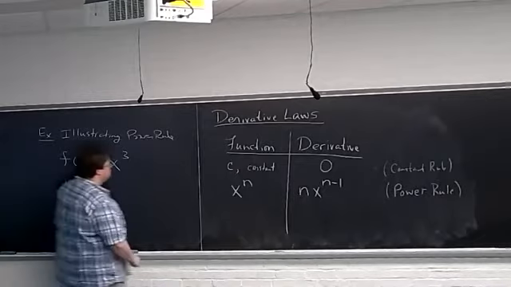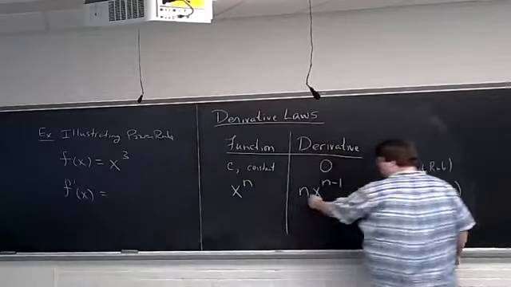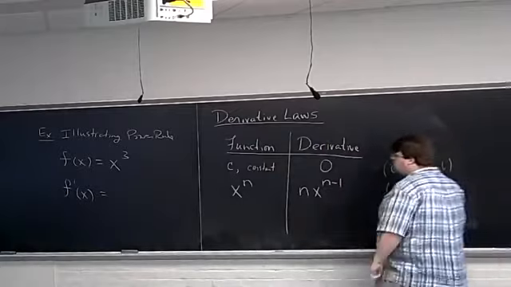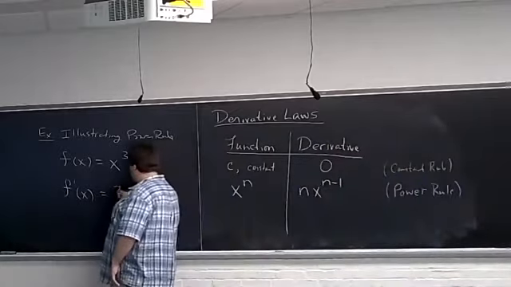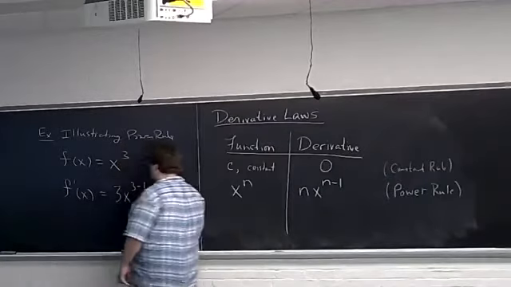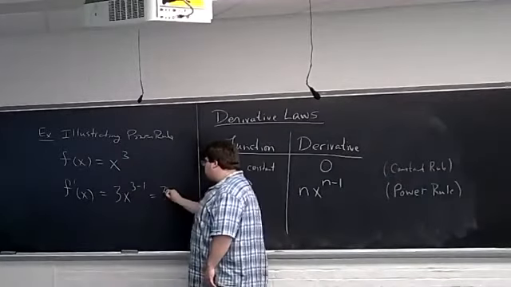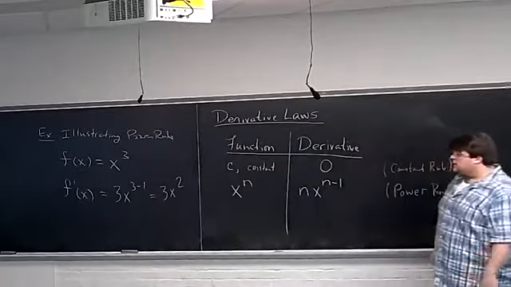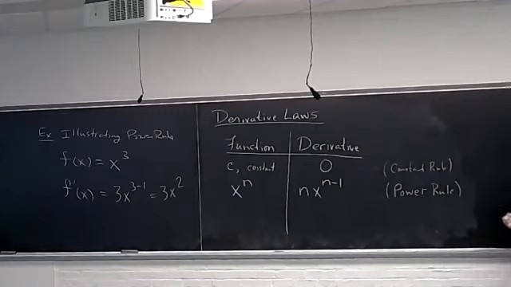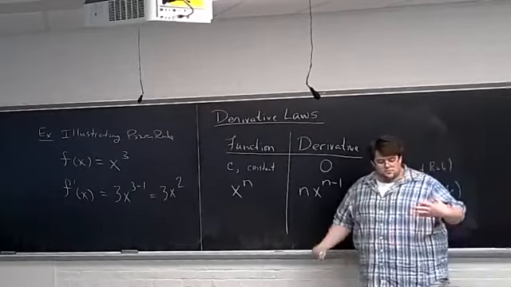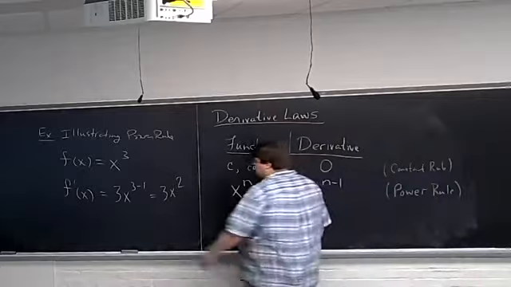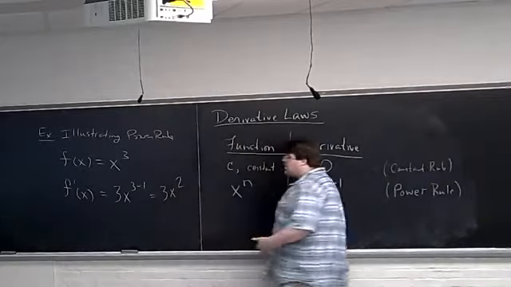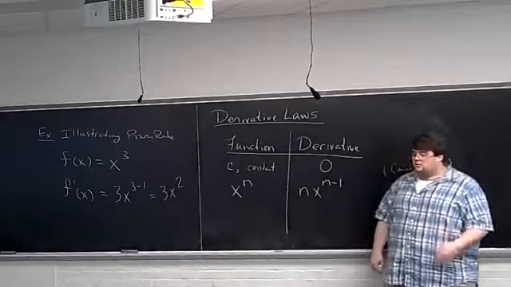What happens when n equals 3? Well, we get 3x to the 3 minus 1. And what's 3 minus 1? 2. So the derivative of x cubed is 3x squared. And in that example with the definition, if you go through the details, you can see where the 3x squared pops up, because that was part of our answer.